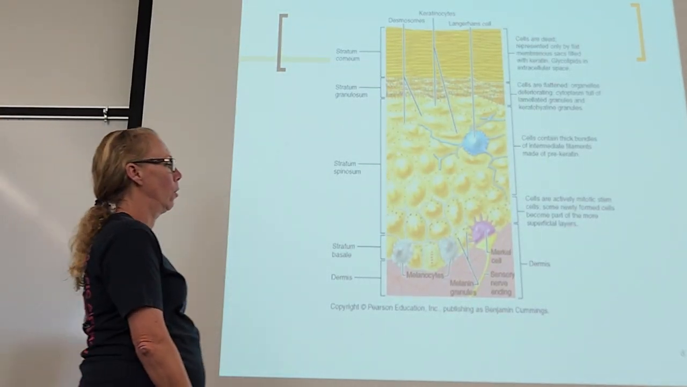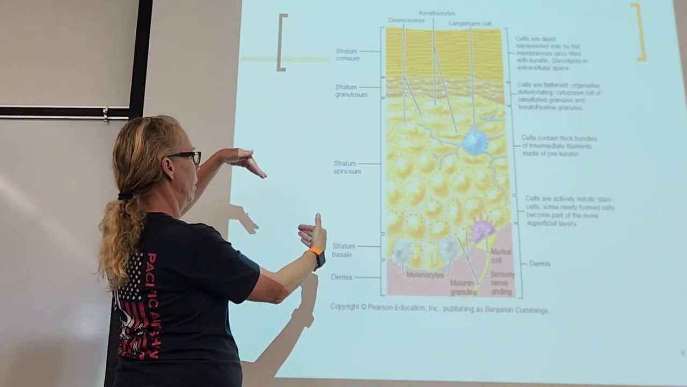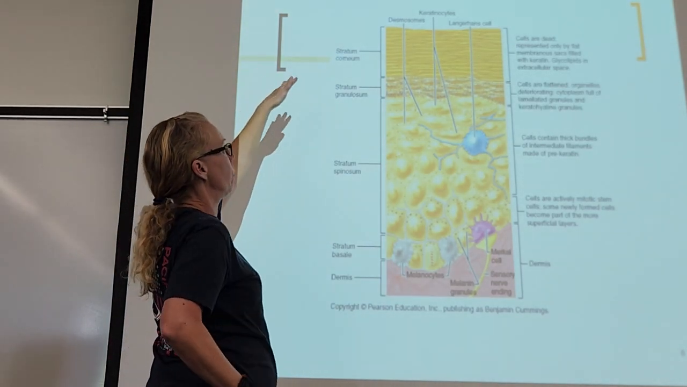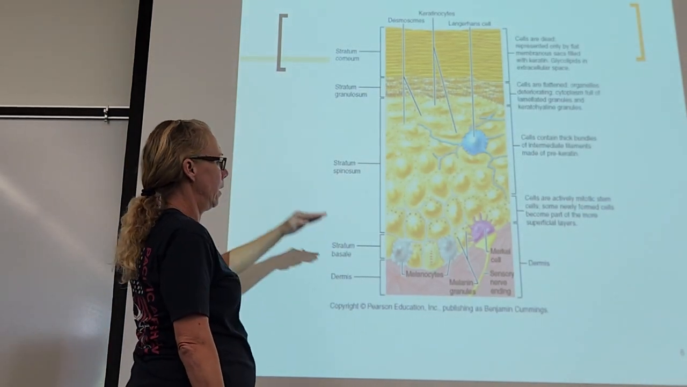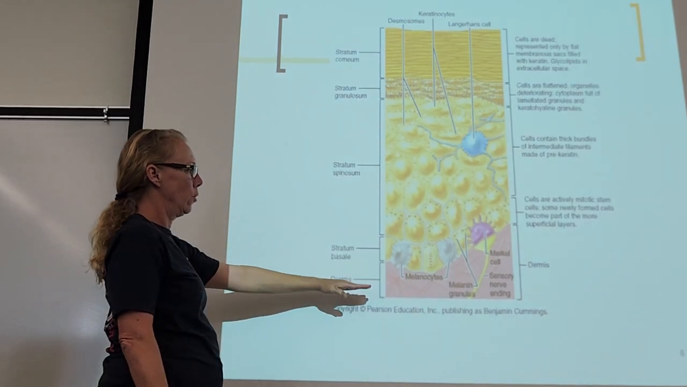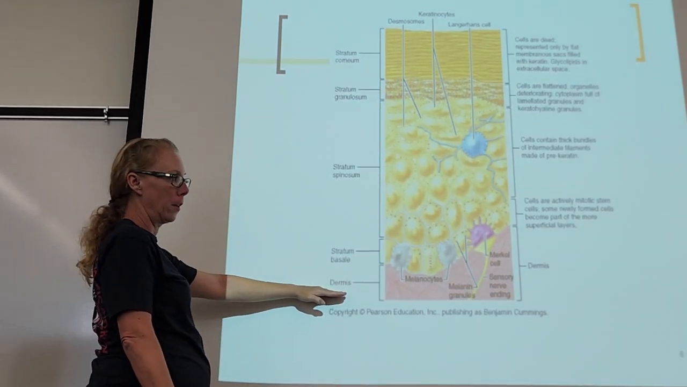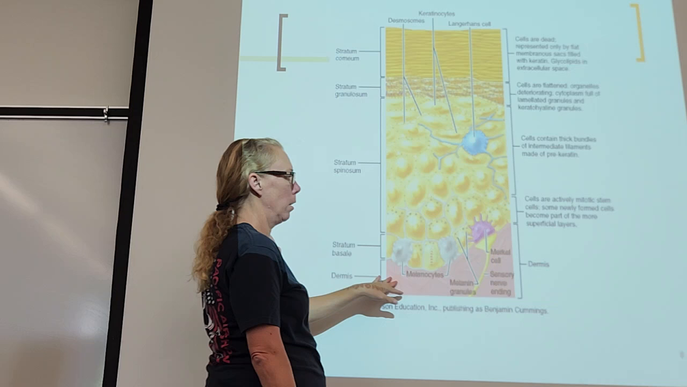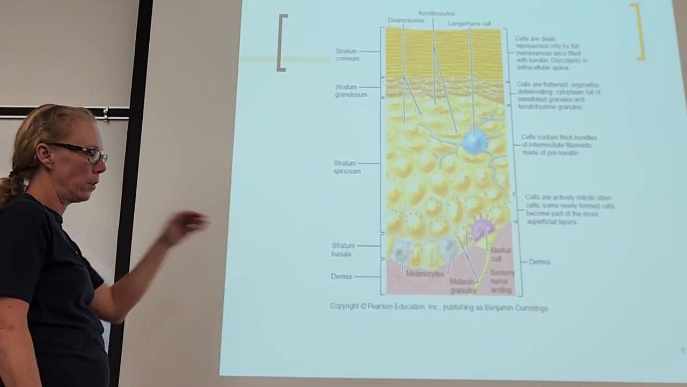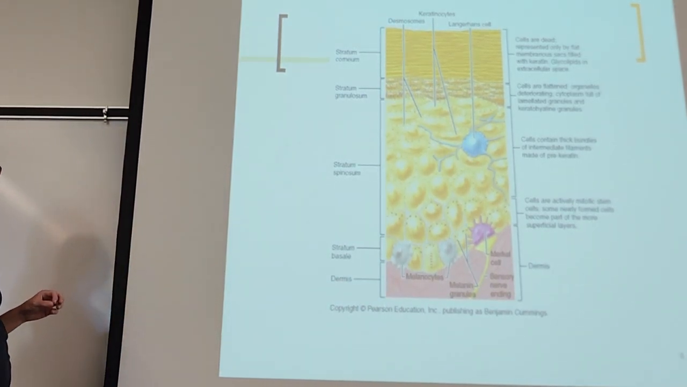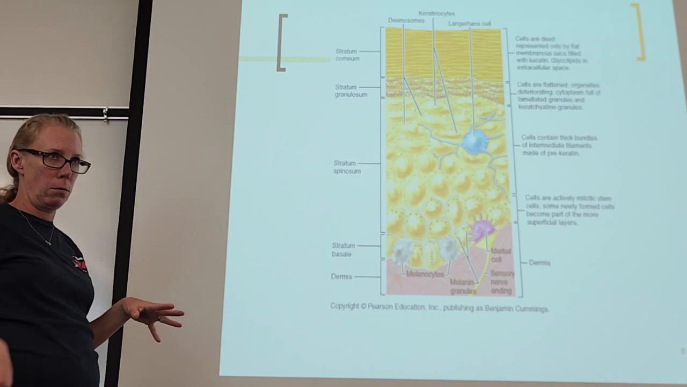Okay, so here we have the layers reversed. Superficially we have stratum corneum, the deepest layer is stratum basale, and just deep to that is the dermis. It's slightly pink in color, a reminder that that's where the blood vessels are, where the epidermis is going to get its nutrients and get rid of its waste.